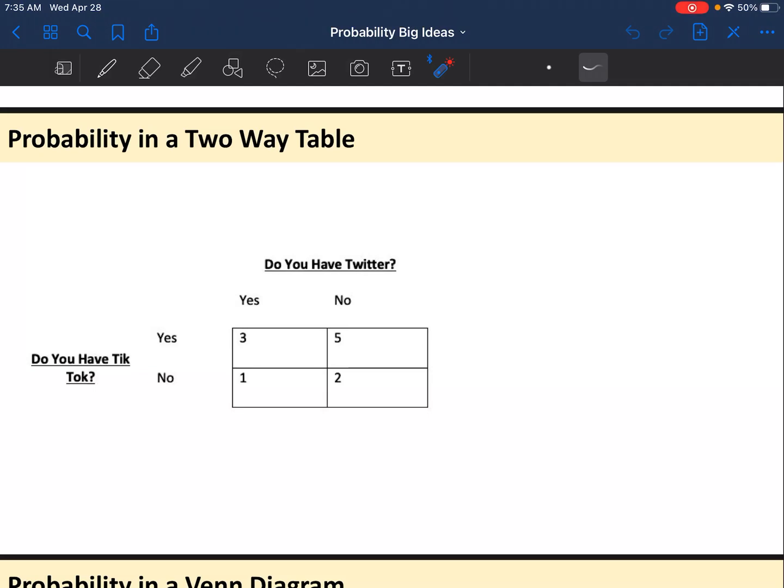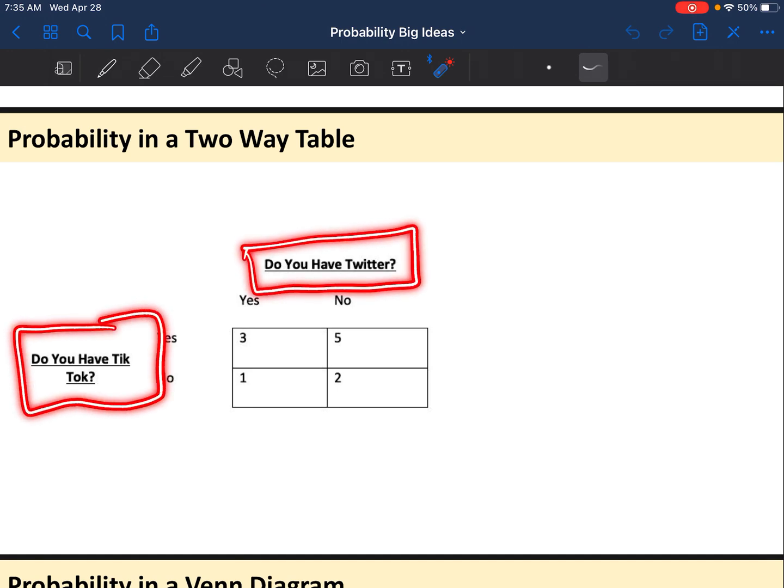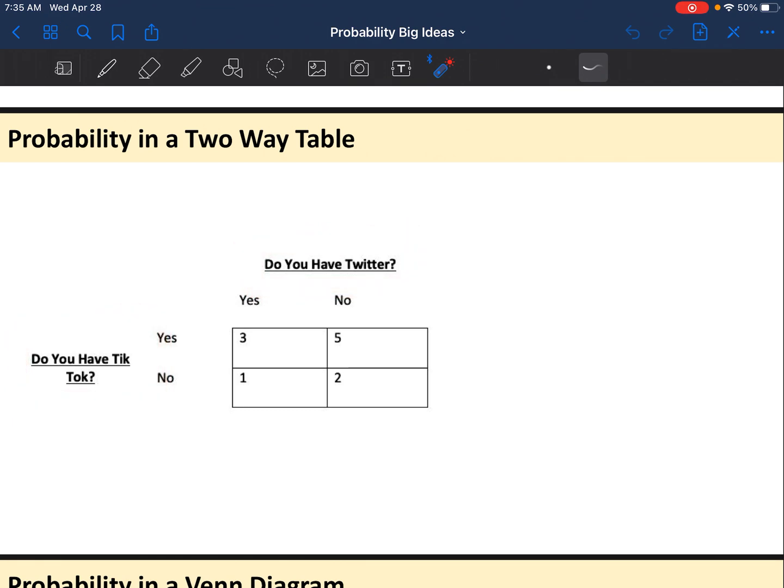How can I find probability when I have a two-way table? And how do I read this two-way table in the first place? So this is a two-way table asking the question, do you have a Twitter? Do you have TikTok? And this can be event A, and this can be event B, like question A and question B. And these are our outcomes, your possible answers here.